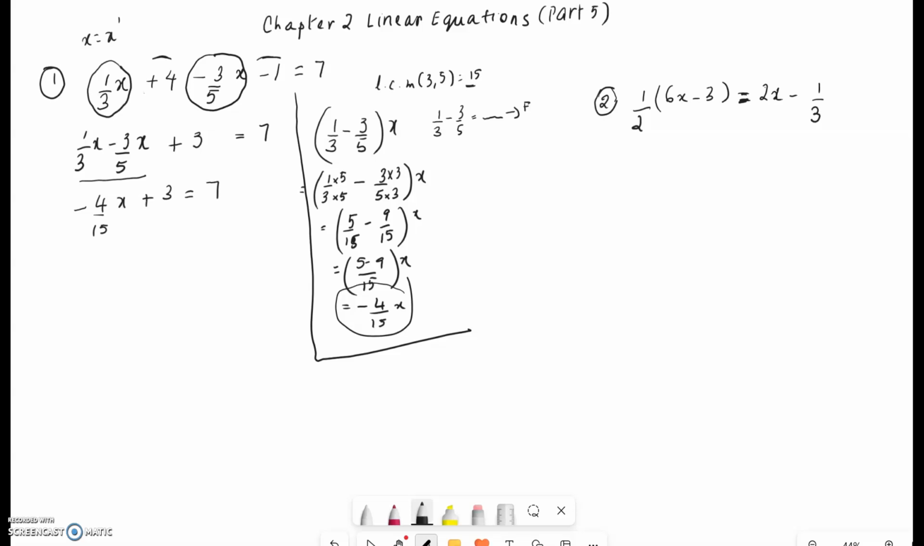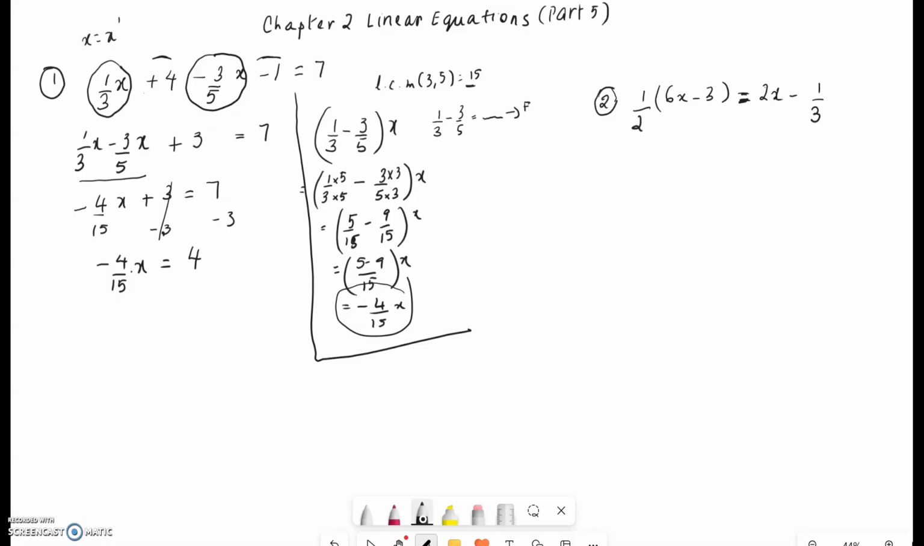Now that we've combined all the x's and simplified both sides completely, now we try to solve for x. So the first thing we do is subtract 3. Remember, it's the opposite of PEMDAS, subtraction or addition first. Minus 4/15 x is equal to +3 minus 3 becomes a 0, so that cancels. 7 minus 3 is 4. Now, negative 4/15 is multiplied with x.